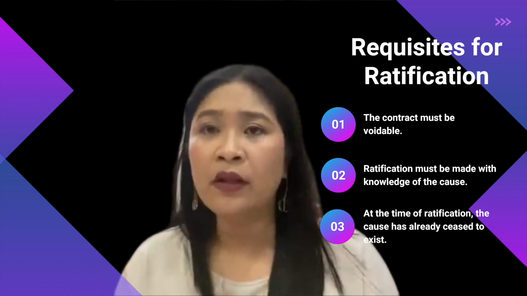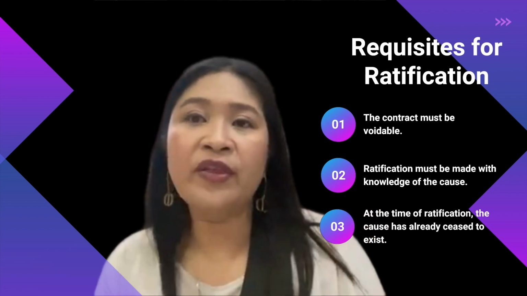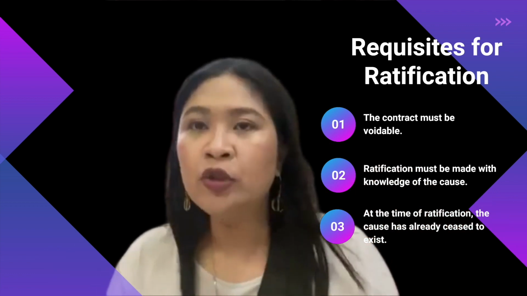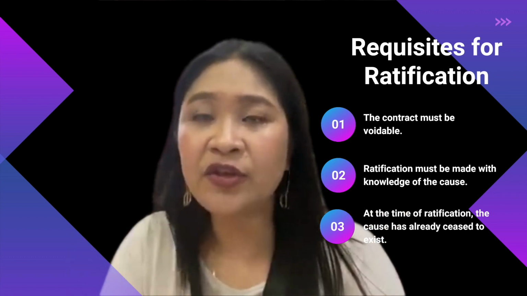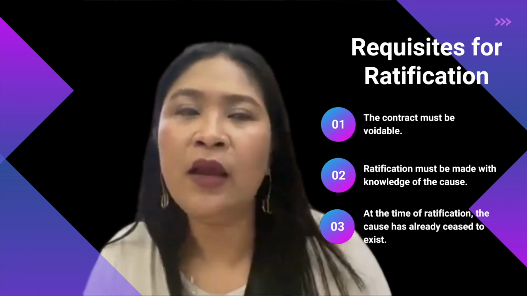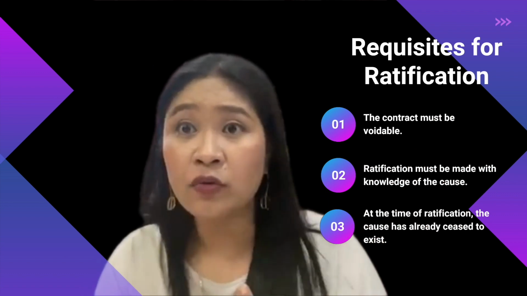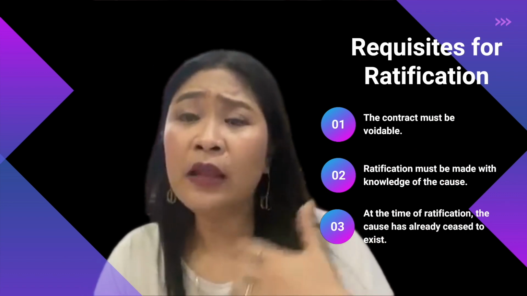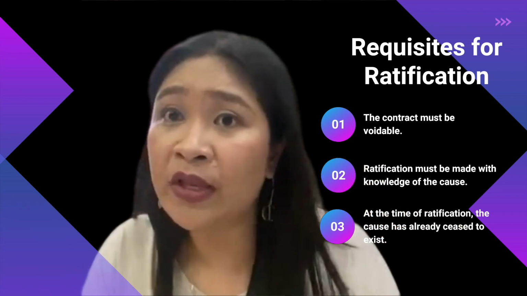So, for example, there was fraud employed. You now know that there was fraud employed to entice you to enter into the contract. Can you ratify it? Yes, you can ratify it if you know that there is fraud and you know exactly what fraud was committed against you. And also, that's when you can ratify it.